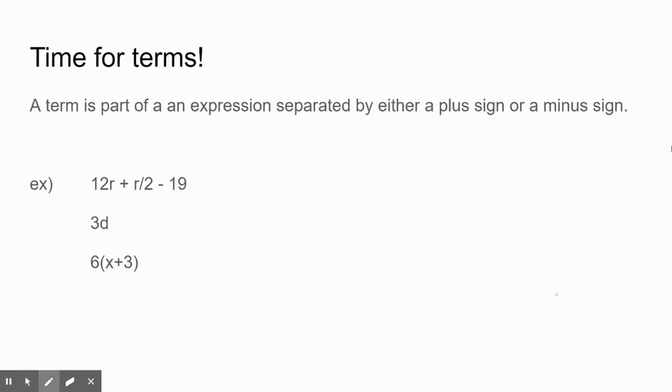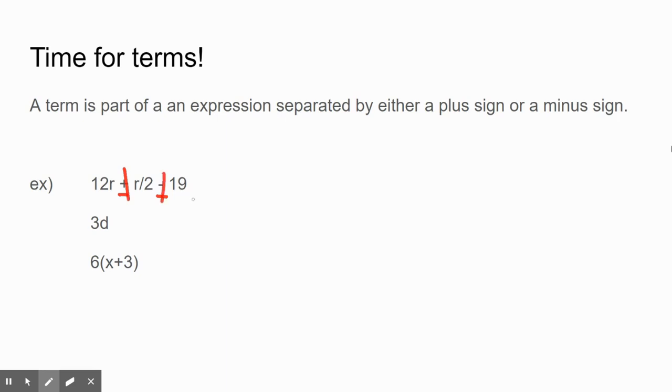Alright, so now that we've tried writing an expression ourselves, let's try talking about terms. Now, if you did your work over break, you should know what a term is. That's part of an expression separated by either a plus sign or a minus sign. But let's look at some examples of terms. In this first example, we have a plus sign here and a minus sign here.